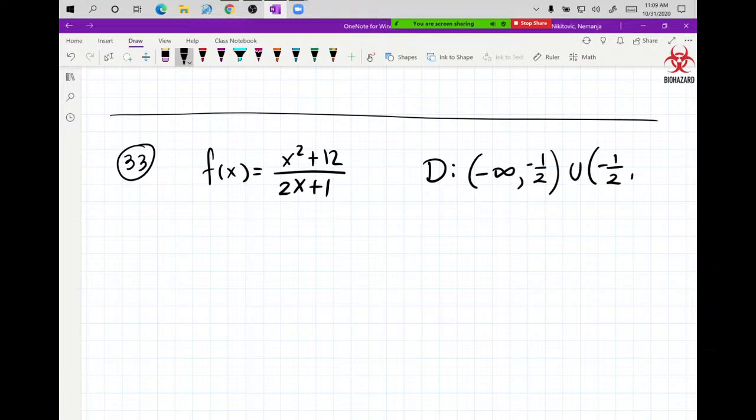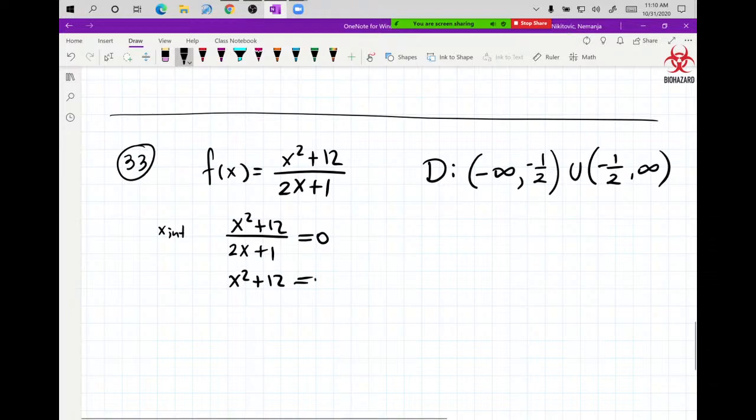Now I love the vertical asymptote because it gives me more stuff to follow through the calculation. So domain is there. X-intercept is when I set the whole thing here equal to 0, because you set y equal to 0. And when you cross multiply, you get x squared plus 12 equal to 0. And the solutions are complex. That means no x-intercepts.